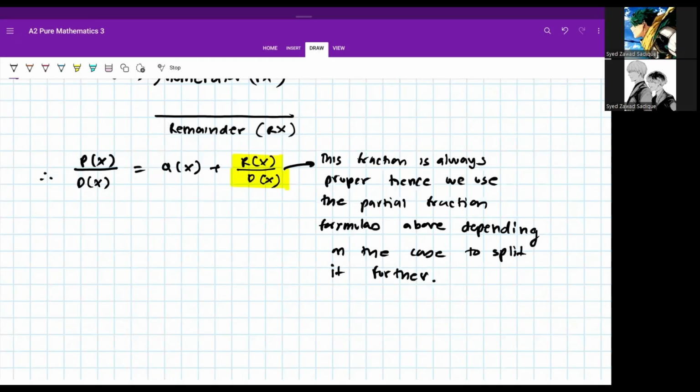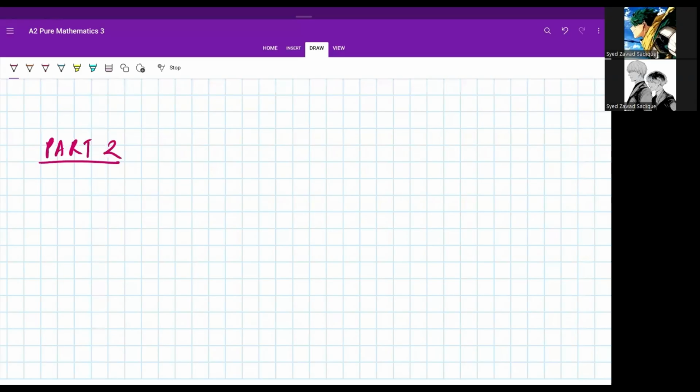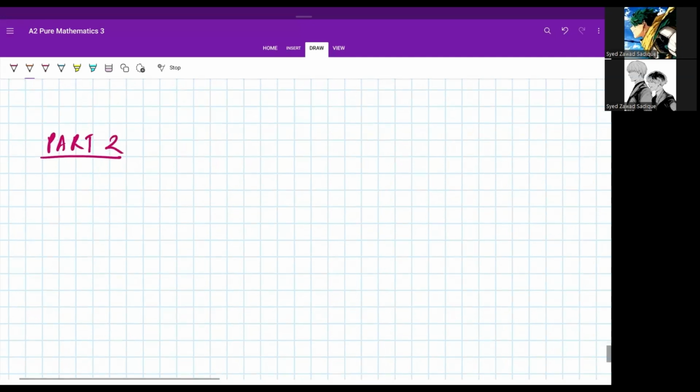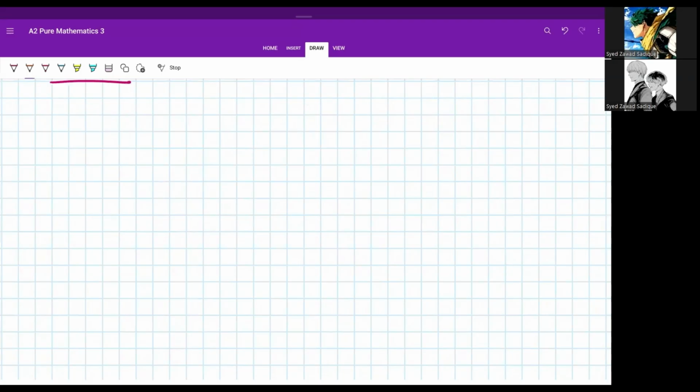So guys, that's it for this part. We're going to move on to part two right now. So part two, we're going to start with complex numbers.